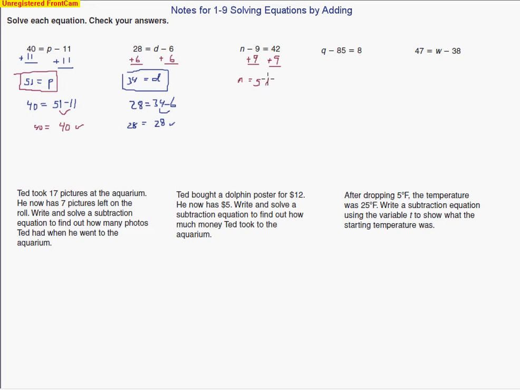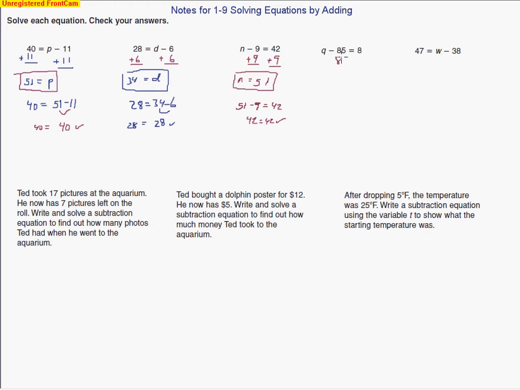So I'm going to go ahead and take that 51 and put it back in for n. So 51 minus 9. See what I come up with. If it's 42, then I know I did the problem right, and it is 42. So when I know the two numbers are the same, then I know I did the problem right initially.